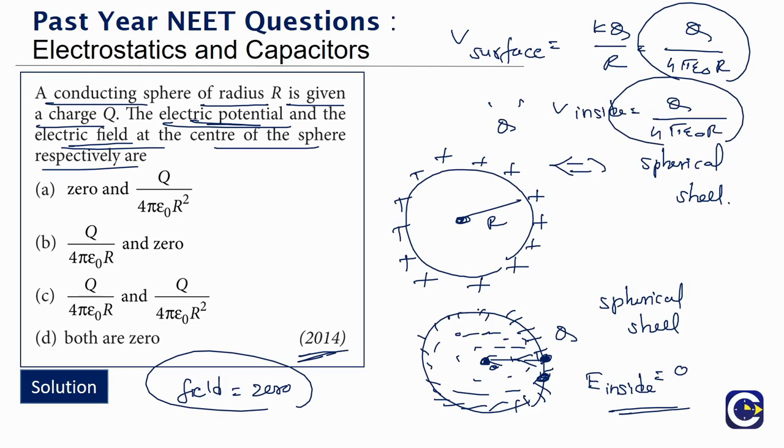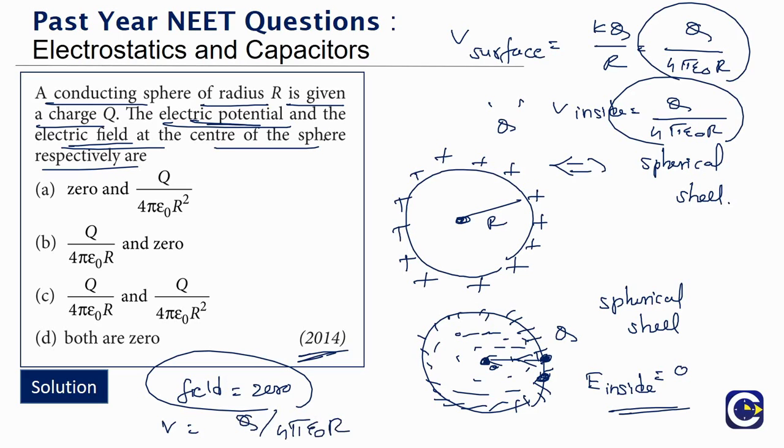Now same result will be for the conducting sphere also. At each and every point inside, need not be just the center, center also the same value, but at each and every point, electric potential in that conducting sphere will be constant. The value will be same as the electric potential on the surface. So potential will be what? Q by 4 pi epsilon naught into r.